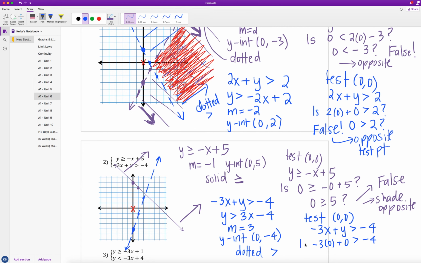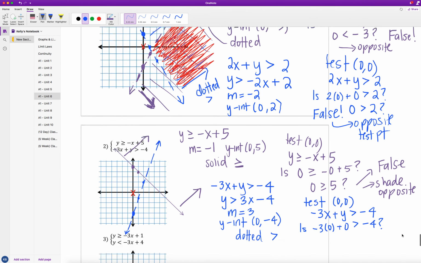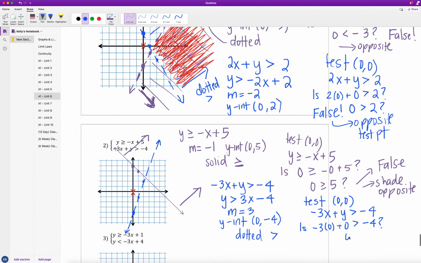And we're asking ourselves the question, is this bigger than negative 4? Simplifying it down, I just get left with 0 on the left-hand side. So we're asking the question, is 0 bigger than negative 4? This is actually a true statement now.